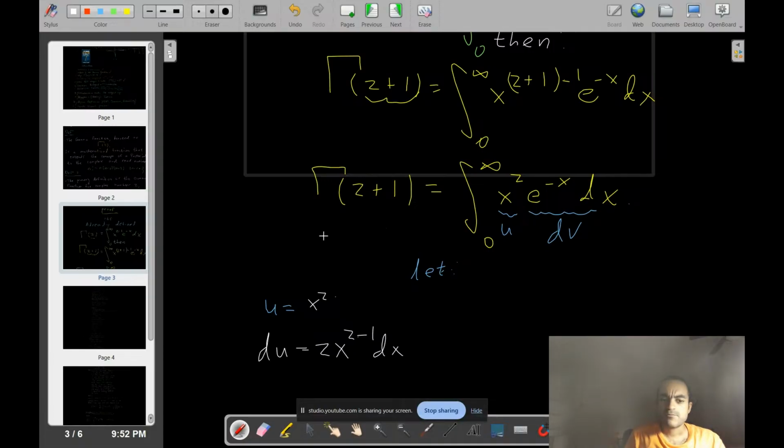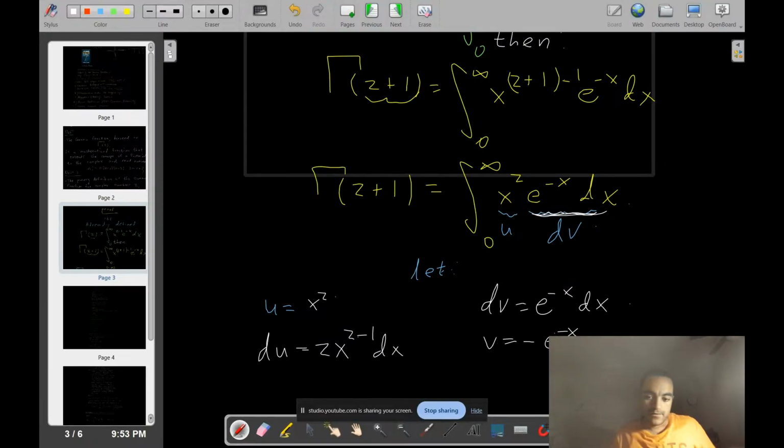The next part is the dv. So what is dv? dv is just e to the negative x dx. That's the part here that's highlighted. By the way, your differential is always with respect to the variable we're integrating, in this case x. Then v is going to be the integral of e to the negative x, which is minus e to the negative x. So we have our u, our du, our dv, and our v.